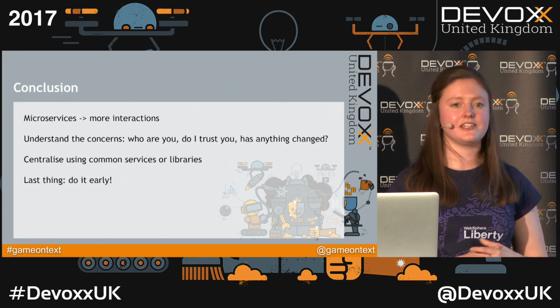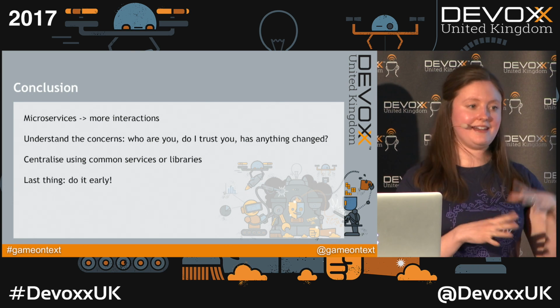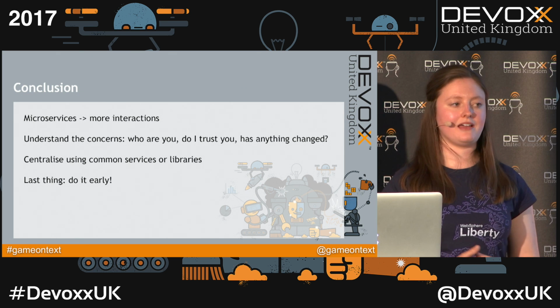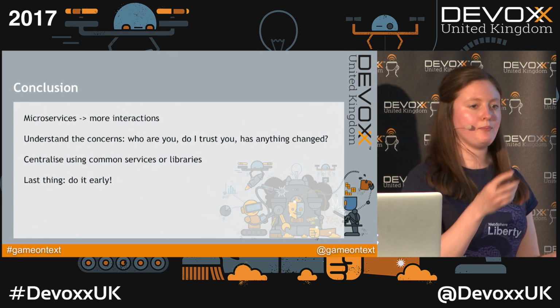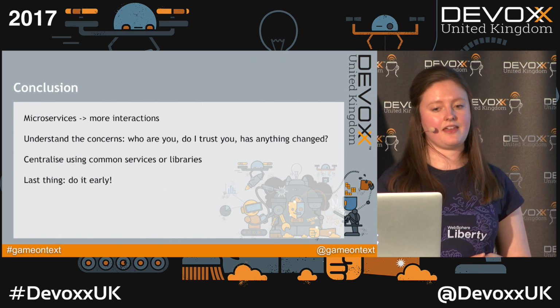So that comes into the second point, which is understanding the concerns. For each interaction, who are you? Do I trust you? And has anything changed as things have been passed between the services, which is particularly important when you have a chain of interactions. They might have gone through several services to get there.